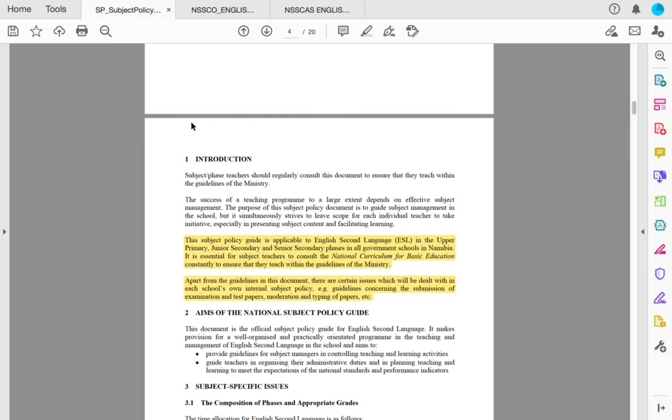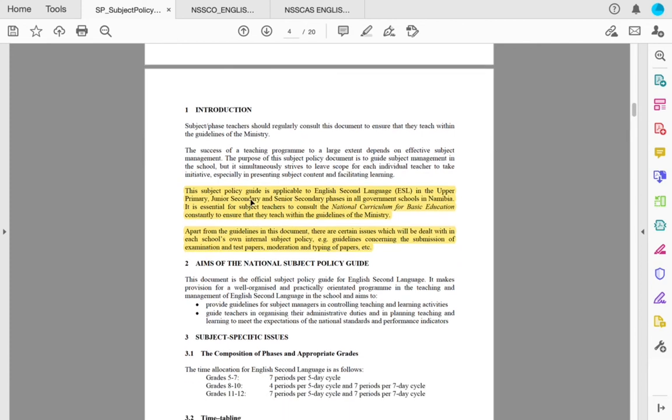In any case, in the introduction, they've introduced this document by mentioning that we, as teachers, have to come back to this document to ensure that we are within the guidelines that the ministry has established. All right. What else can we say here?